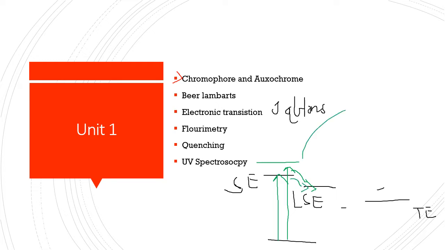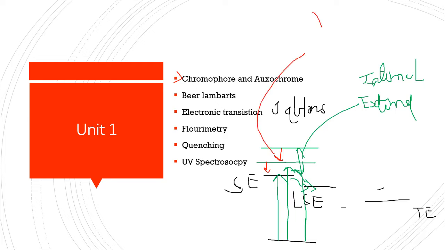This is called internal conversion. When it comes back to the lower ground state, it is called external conversion. And when it vibrates like this, there are different excited energy levels. When it vibrates like this in the similar state, it is termed vibrational relaxation. These are all means of deactivation.